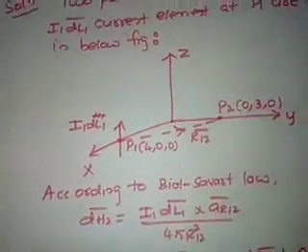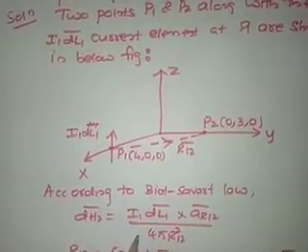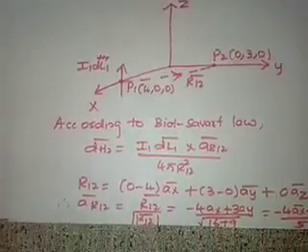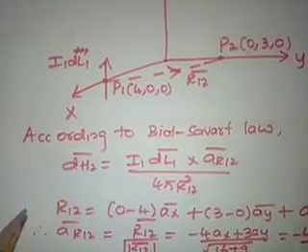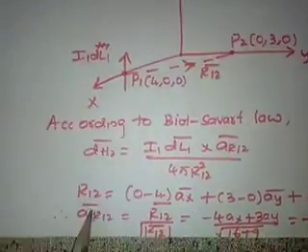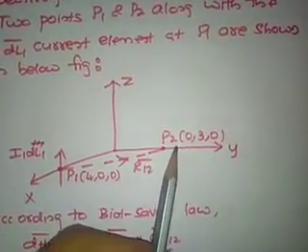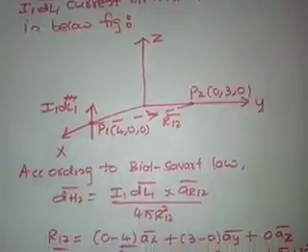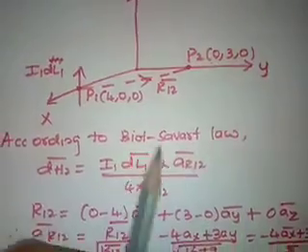According to the Biot-Savart law, we know that dH2 bar, here we want to find at point P2, is equal to I1 dl1 bar cross aR12 bar divided by 4 pi R12 square. I have just applied the Biot-Savart law equation here. Next, let us find the different terms of this equation, right? So what is R12? R12 is from P1 to P2. So destination is P2, source is P1. So this minus this, destination minus source. So 0 minus 4 into AX bar, that is minus 4 AX bar, plus 3 minus 0 AY bar plus 0 minus 0 AZ bar.